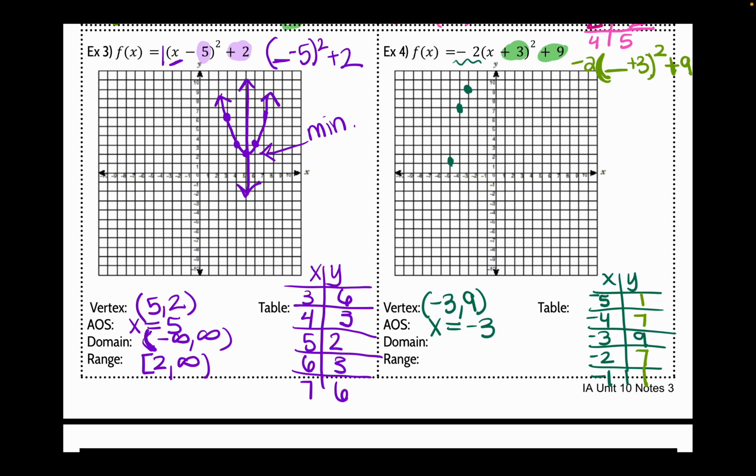Now remember I said at the beginning that this was going to be a maximum. That means our graph should be pointing down like a frown. Our domain is negative infinity to infinity, and our range, well, it's from negative 9 going down. That means it's going down to negative infinity. So negative infinity to 9 with a bracket.